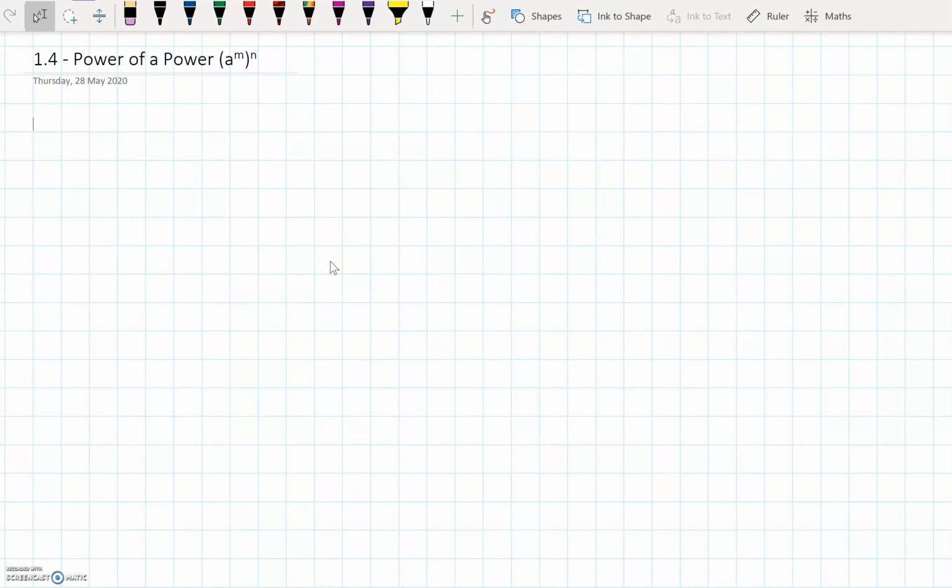Okay guys, what we're going to look at now is the next index law, the third index law, which is when we're looking at the power of a power. Okay, and this is when we're looking at, as you can see at the title, a to the power of m, and then all of that raised to the power of n.